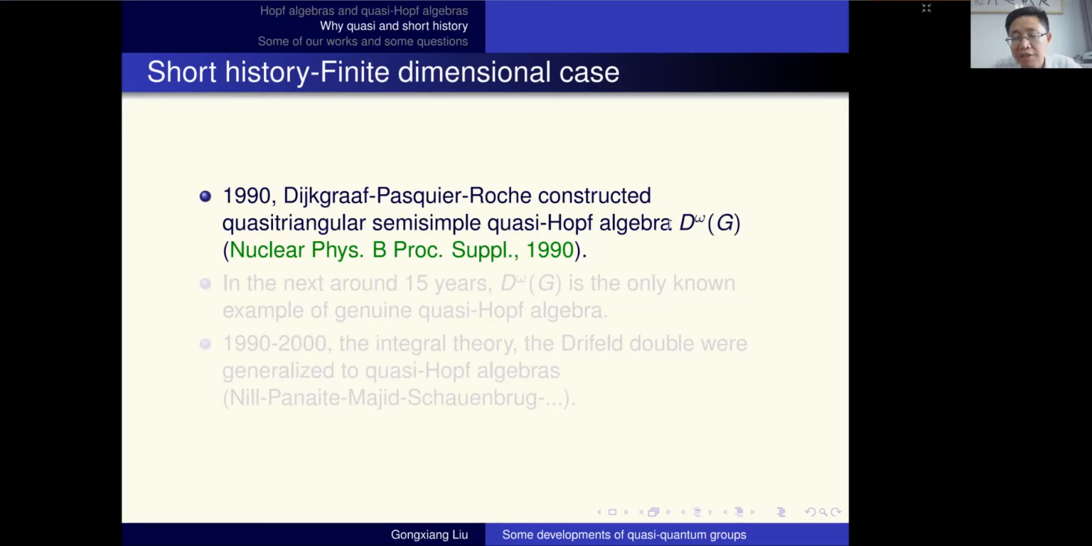Maybe you can ask why they could find this. They studied the VOAs, and from the VOAs they found the way. The natural question is, are these quasi-Hopf algebras genuine? I would say some of them yes, some are no.